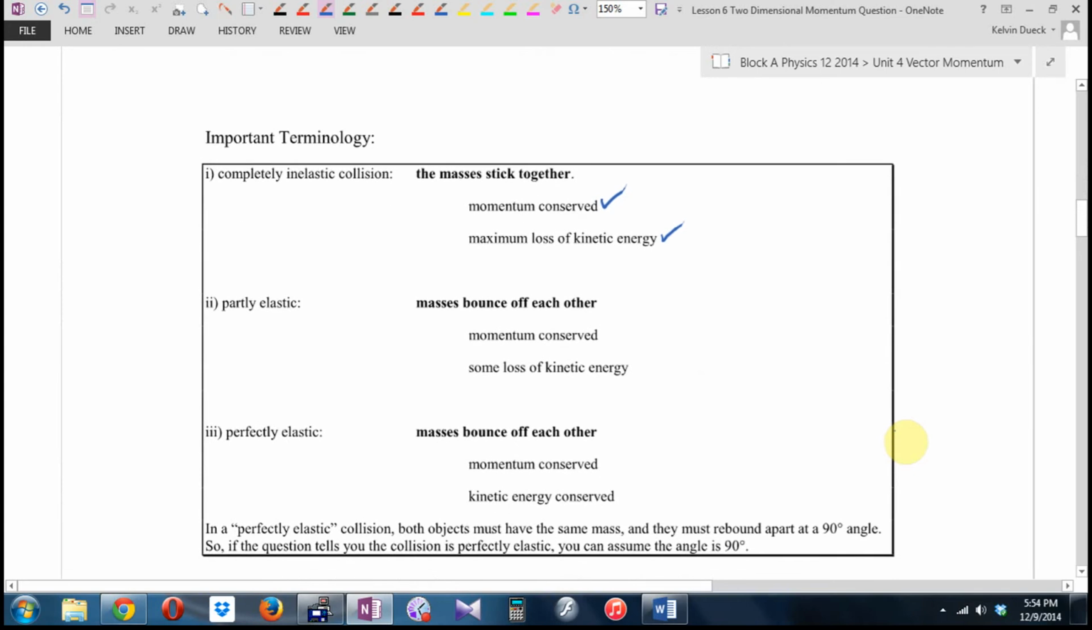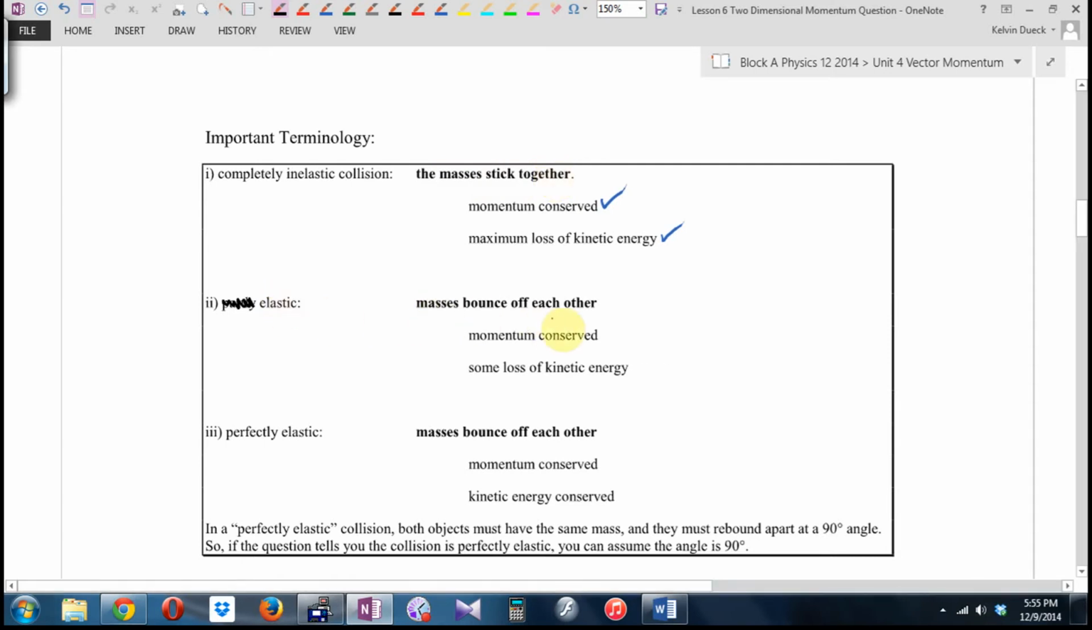The second type of collision, I want you to scribble out the word partly. I'm just going to use the word elastic. The masses bounce off of each other, like curling rocks, like body checks in hockey. Tackling in football is usually inelastic because usually the tackler sticks to the tacklee.